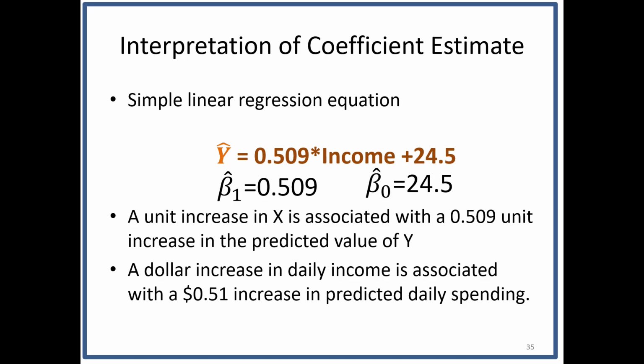So again, what this means, which summarizes the relationship between income and expenditures, is that a $1 increase in daily income is associated with a 51-cent increase in predicted daily spending.